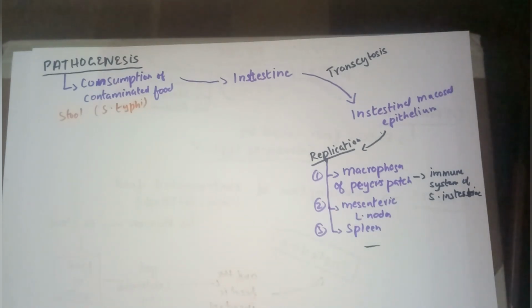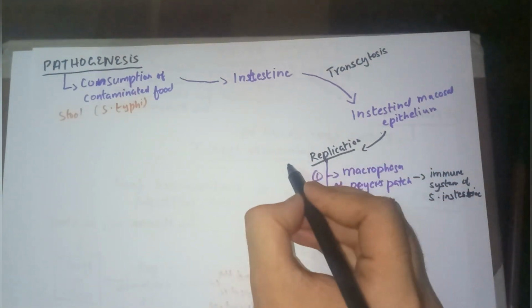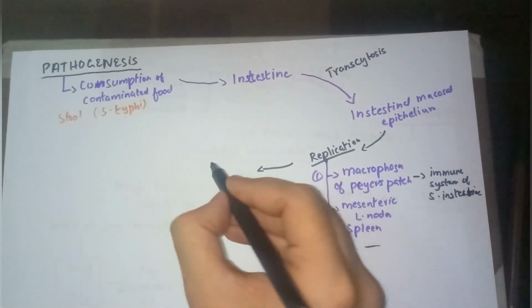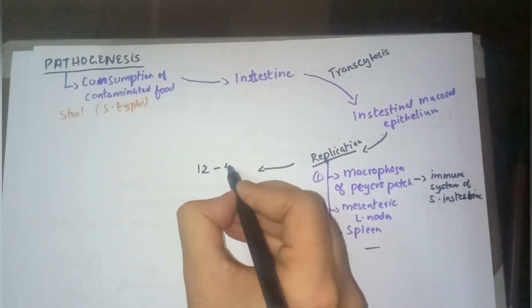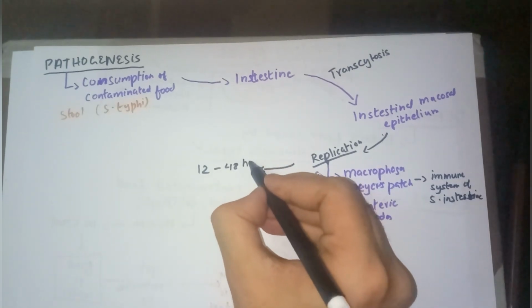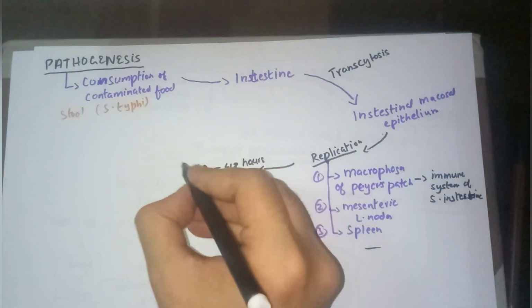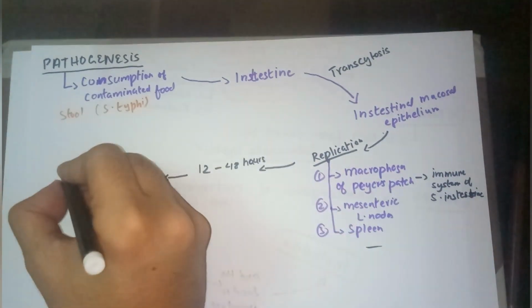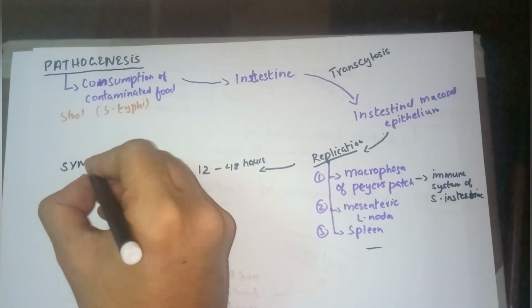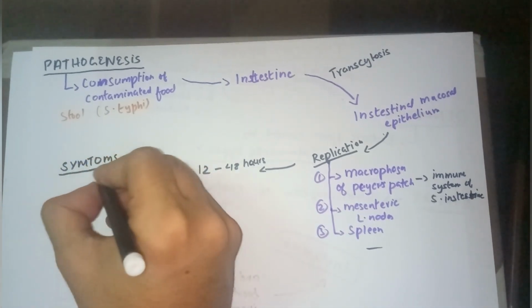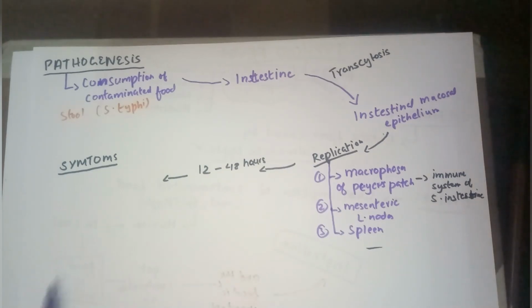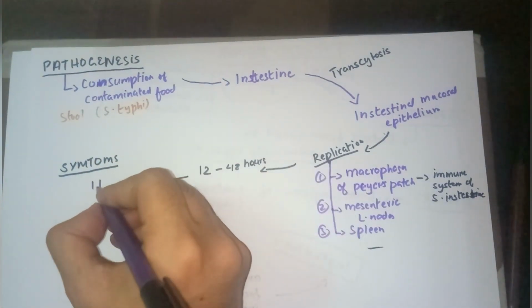Okay, so now what is happening? The replication has started. Okay, once it goes inside, replication has started. So what is going to happen after some time? After 12 to 48 hours, 12 to 48 hours is its incubation period. After 12 to 48 hours it will start producing symptoms. Okay, symptoms, because it will start doing damage. So what kind of symptoms is it going to produce after 12 to 48 hours?